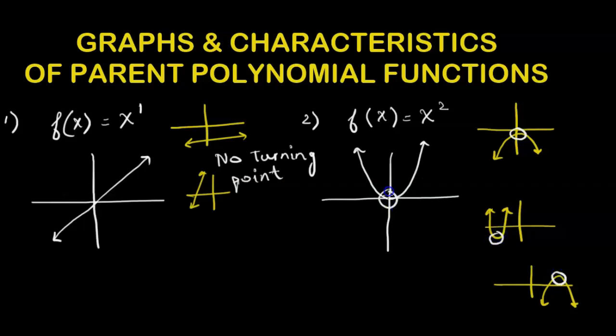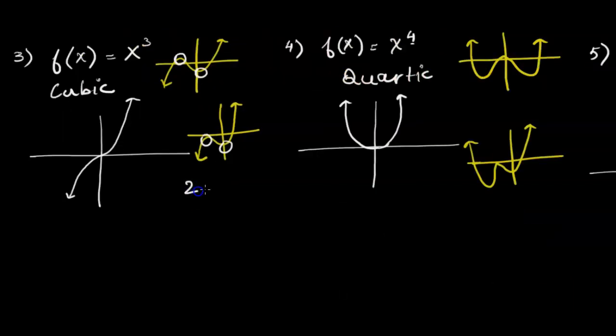A turning point means where the graph is going to turn around. So this graph is going like this and it turns around and starts going up. Here the graph is going up, it turns around and starts going down. So we would see 1 turning point. In a cubic function, we see 2 turning points.